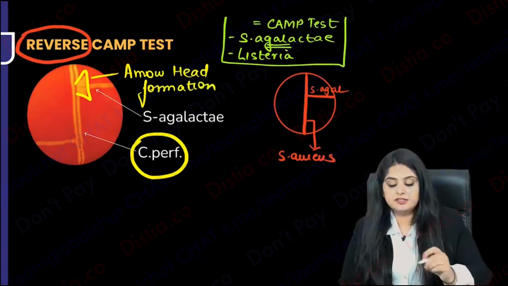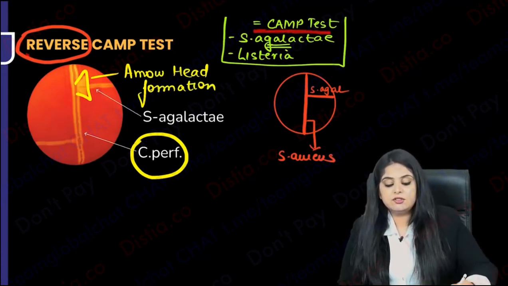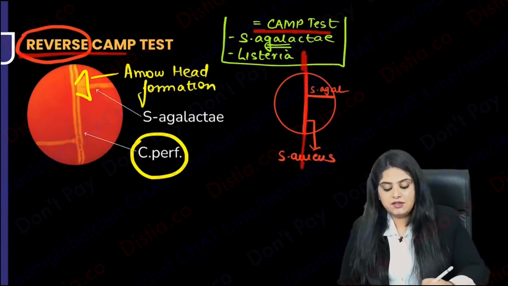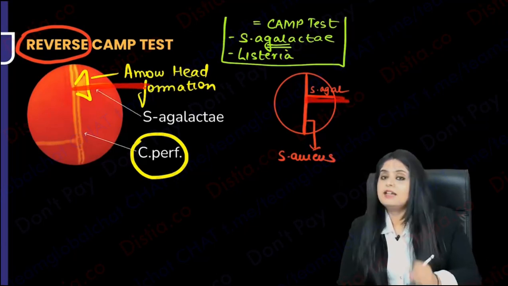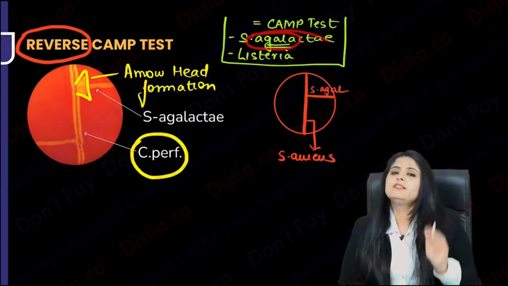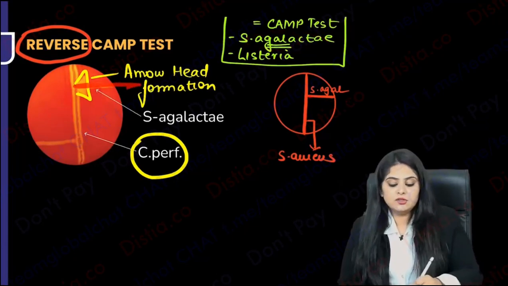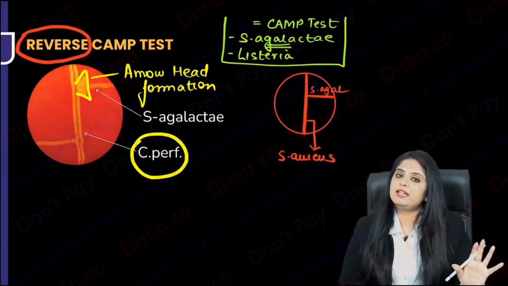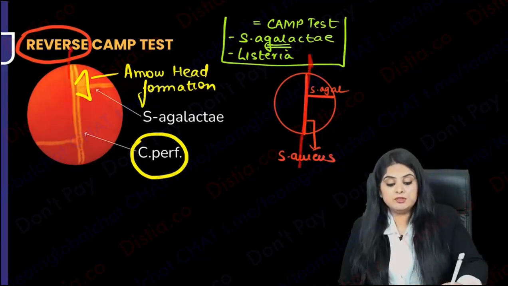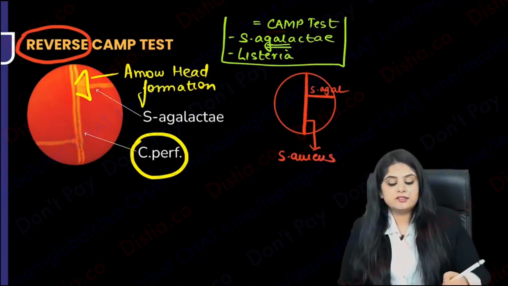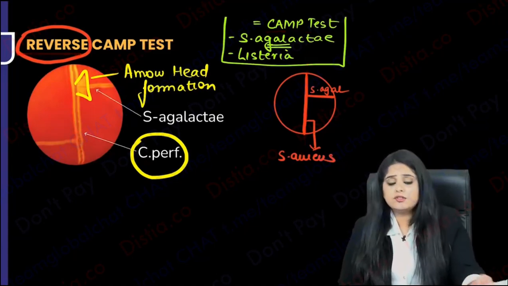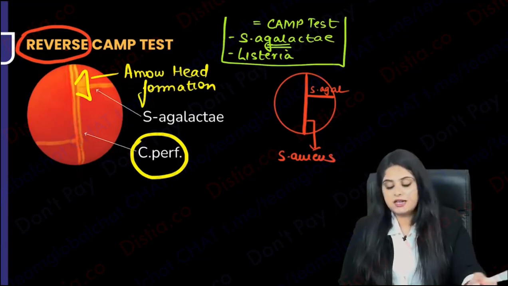So what I realized is, whether it is the CAMP test or the reverse CAMP test, the long axis line, the horizontal line, is going to be gala, because gala time means lying down. So gala, agalactiae, is always going to be lying down. Who is standing up is going to change. In the CAMP test, it is the aureus that is standing, and the reverse CAMP test is for Clostridium perfringens. So that is the one that is standing over here.